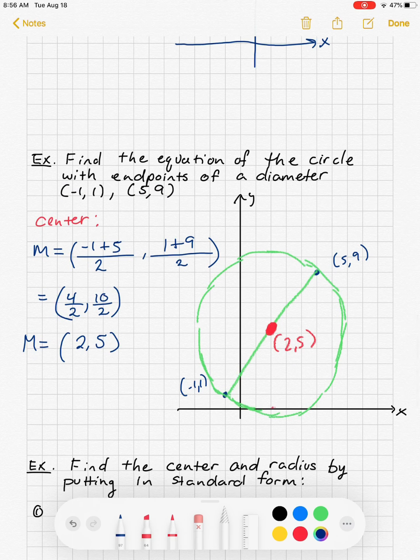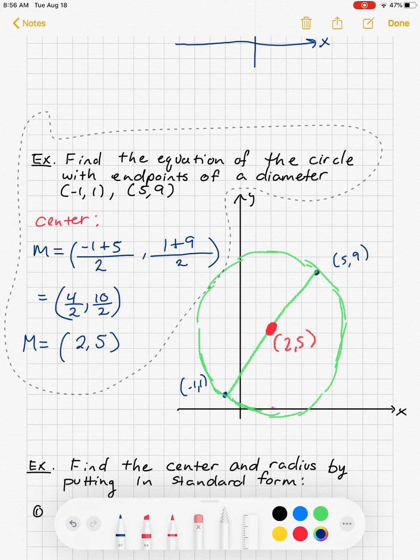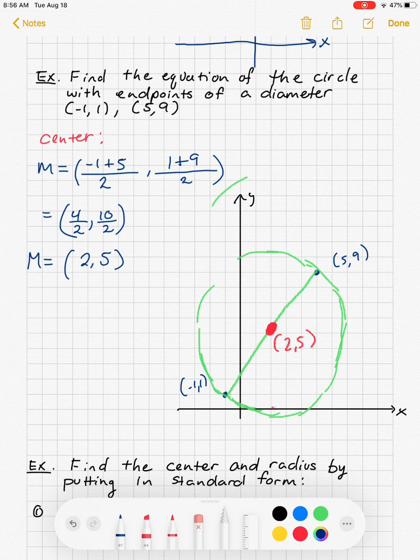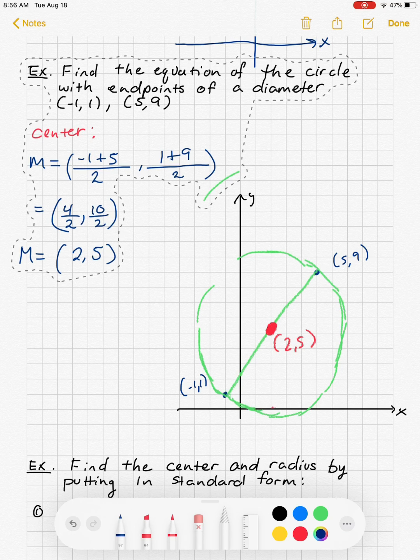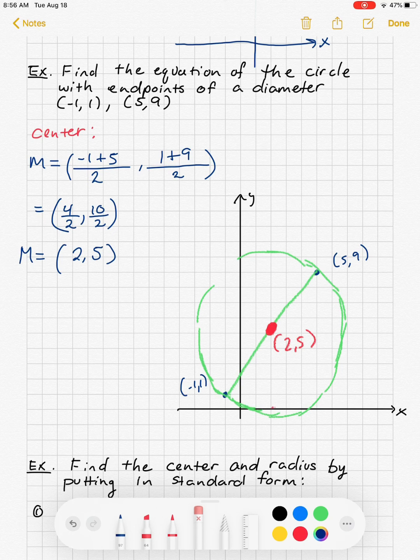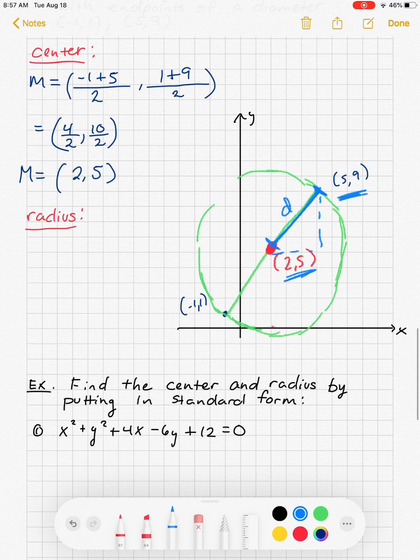Looks like I'll need more room, so I can move this up. The other thing I need is the radius. What is that going to look like? The radius is this distance, half the diameter, right? So that would be the distance formula, looking at the distance between these two points. That would be one way I could do it.